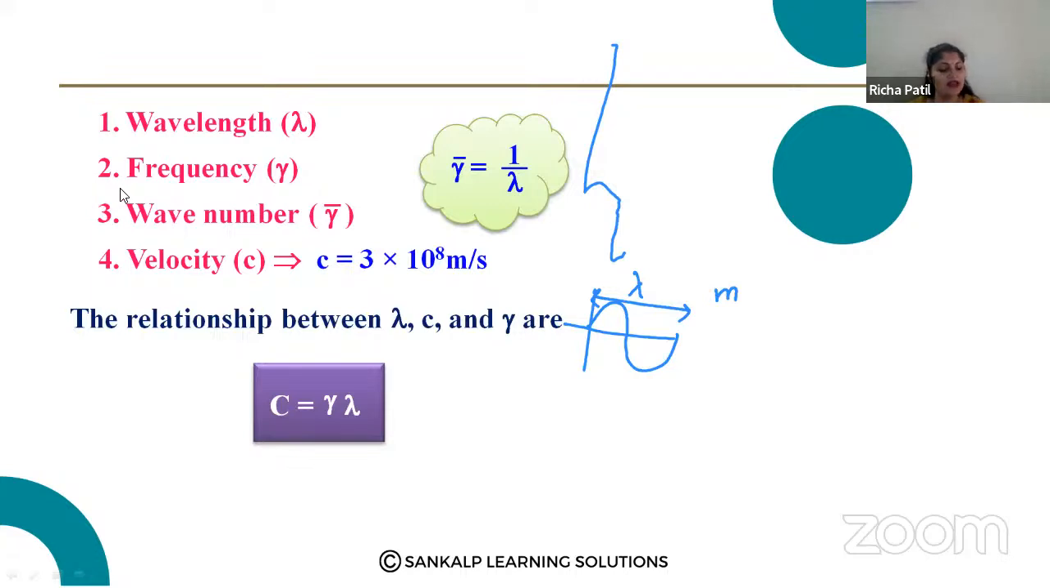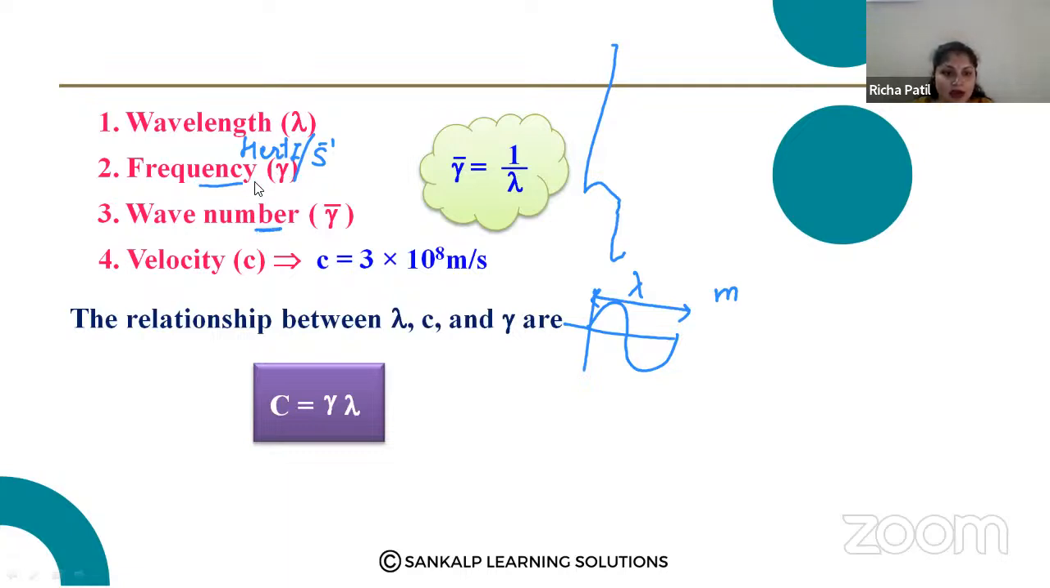Then next is frequency. What is frequency? Frequency is nothing but the number of waves which pass through a given point in 1 second. In 1 second, how many waves pass through a given point is said to be the frequency. Frequency is given in hertz, and the SI unit is per second. So frequency is the number of waves which travel through a given point in 1 second.